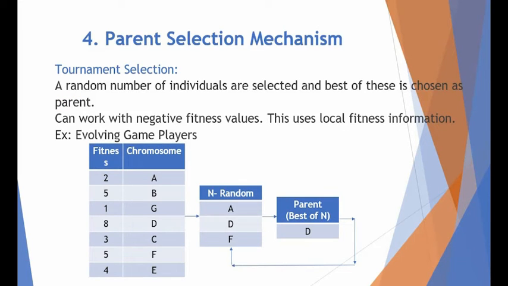In tournament selection, a random number of individuals are selected, and the best of these is chosen as a parent. It can work really well with negative fitness values. This uses local fitness information rather than global information, for example, evolving game players. Whoever has the highest fitness value will be selected for the next round. Here you can see fitness values and chromosomes, how the random sample is selected, and from where the best parent is selected.